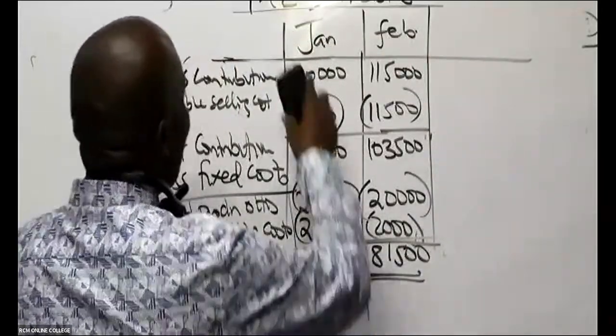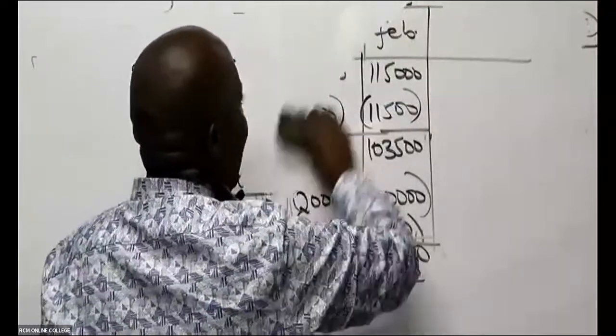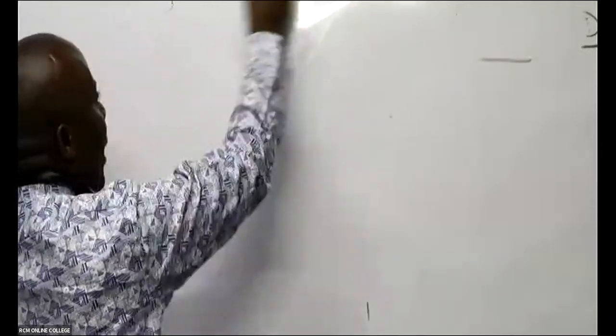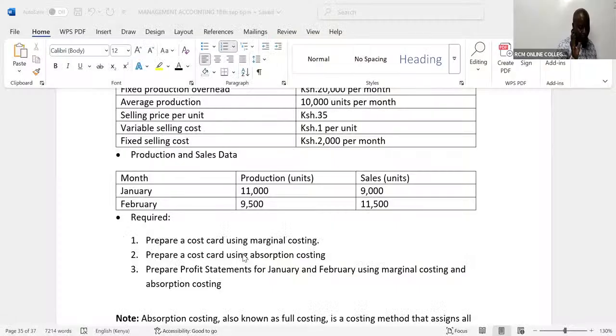Now, if you allow me, I will take you through what we call P&L, but this time using absorption costing. Very easy. Please ensure that you ask questions, but most things will just fall in place as we continue. I'm just doing one illustration question from my old papers. So under marginal costing that we have done, now absorption costing, what is expected of us?